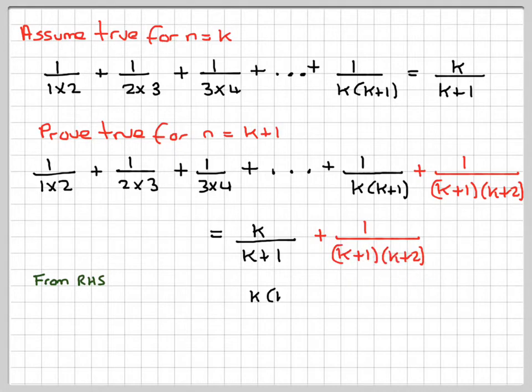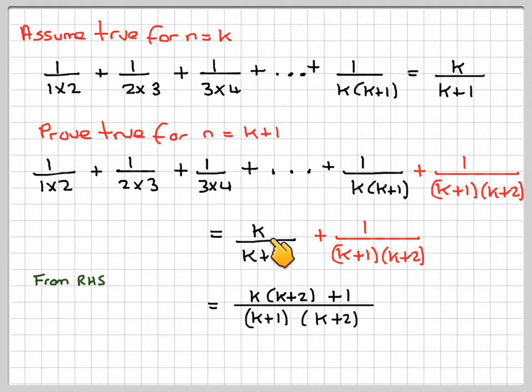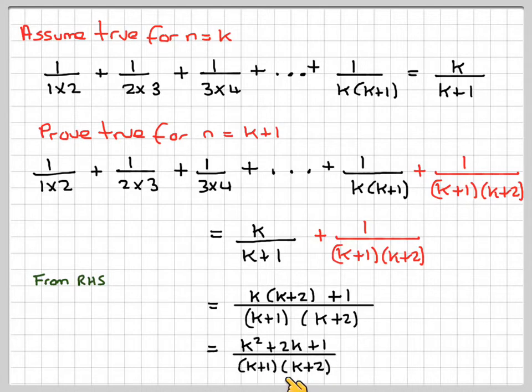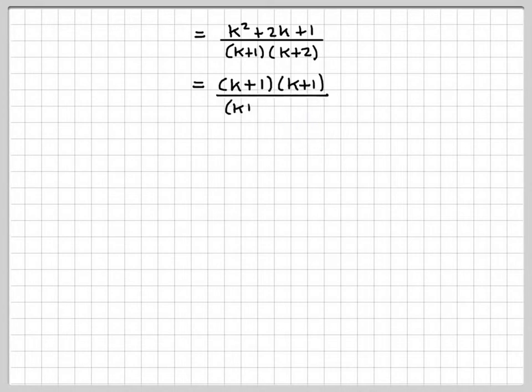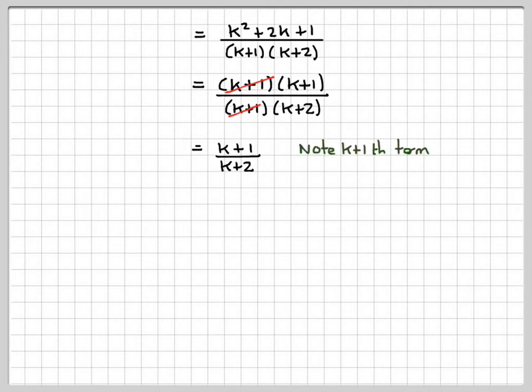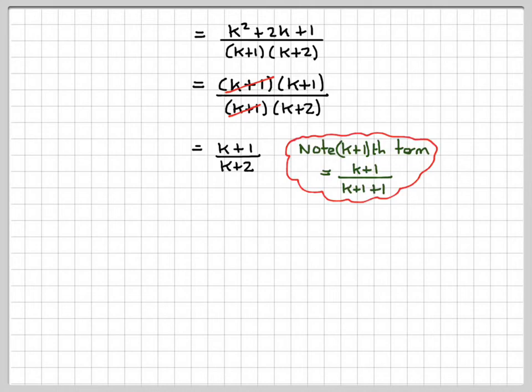Now from the right hand side, if we just work with the right hand side, making a common denominator, we get k times k plus 2 plus 1 over k plus 1 times k plus 2. So multiplying out, we get k squared plus 2k plus 1 over k plus 1 times k plus 2. Just write that out again. If we factorise the top, we get k plus 1 squared over k plus 1 times k plus 2. Obviously the k plus 1s will cancel, and we get k plus 1 over k plus 2, which is the k plus 1th term.